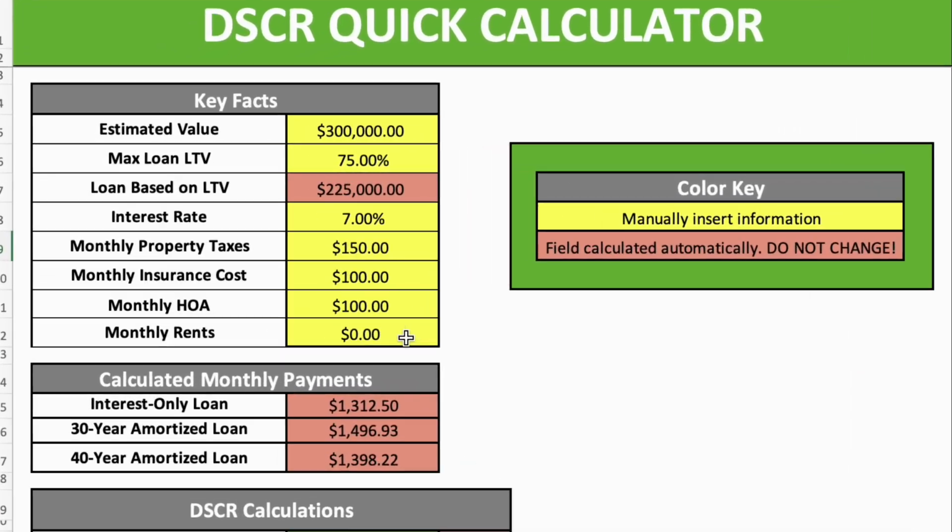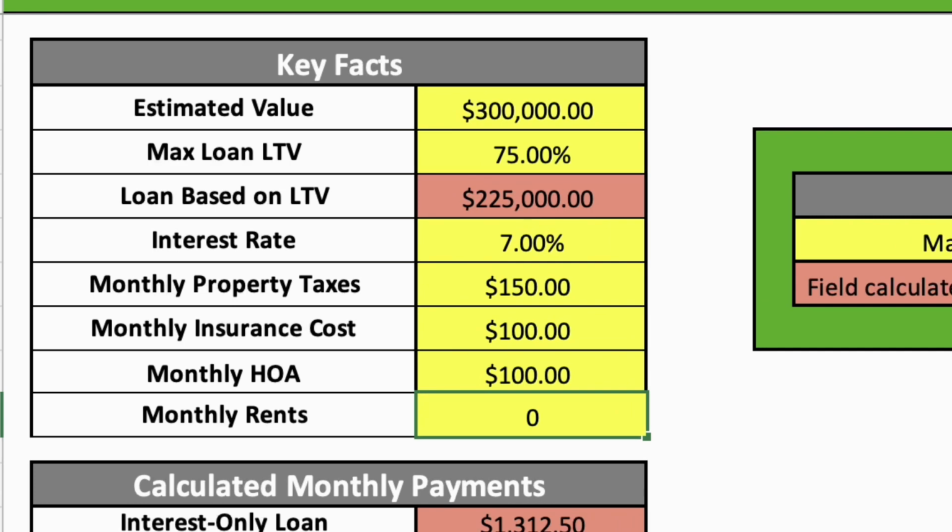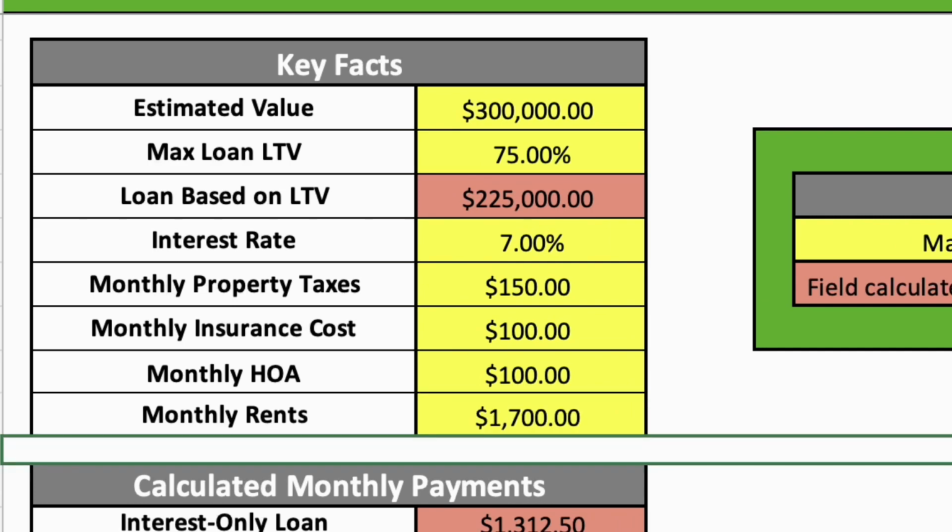Now that we have all of our expenses in here, remember the four items that DSCR is looking for: your mortgage payment, your monthly property taxes, your monthly insurance, and your monthly HOA. Now let's put in the income, your rent, either the rent that you are getting on the property or what you've calculated as the estimated rent for the area for that particular property. In this case, let's just use $1,700 as an example so we can see a couple of different numbers in the DSCR ratios that are calculated.